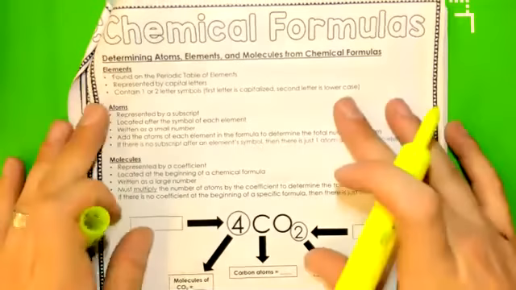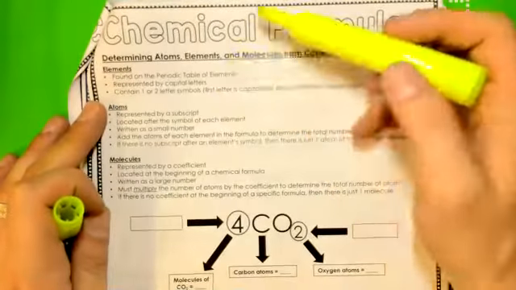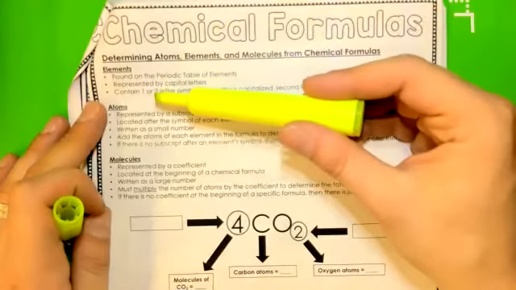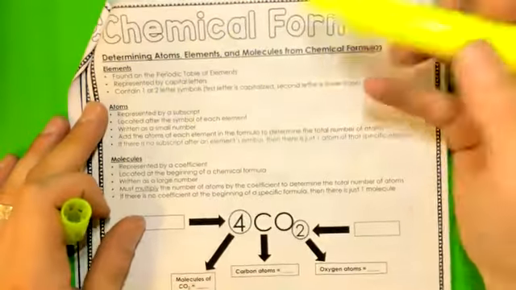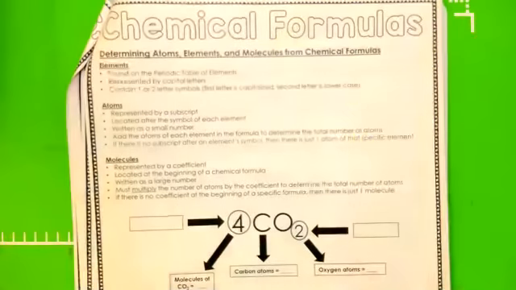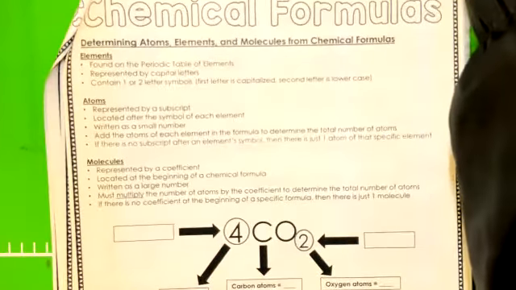Elements are found on the periodic table. Every element is found on the periodic table. It's represented by capital letters. That's either one uppercase letter or two letters, the first capitalized and the second lowercase. We know this, and we're given the periodic table on the STAAR test, so we shouldn't have any issues with that. Next would be atoms.